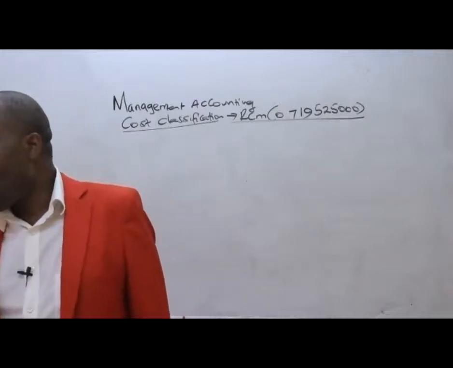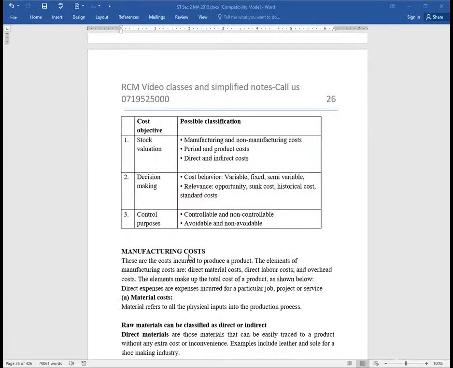Most importantly, you're supposed to understand here that manufacturing costs are costs incurred to produce a product. The elements of manufacturing costs are direct materials, direct labor cost, and the overhead costs which are directly attributable to production. The elements that make up the total cost of a product are shown below, so they have explained them here.